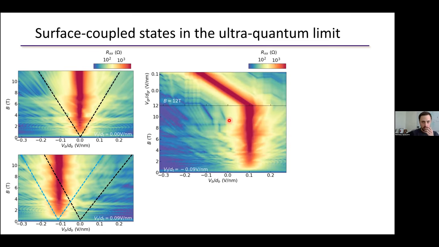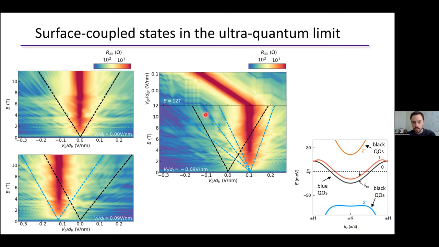We can understand this by basically mashing together the map of the quantum oscillations as a function of both gates with a Landau fan diagram. So the idea here is basically that the bottom line in the gate map is equivalent to the top line in this Landau fan diagram. And then I'm just going to ramp the field down.